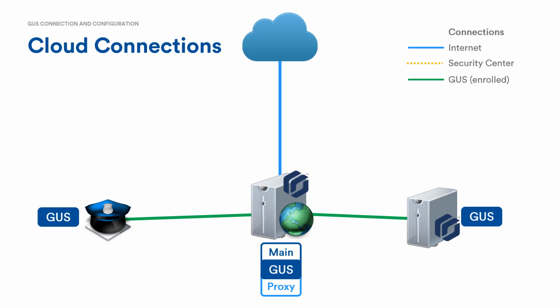The main GUS is still in control of telling the workstations and servers when to download the package and perform the update, but the proxy is responsible for downloading the software once it is requested, and distributing the software package once it has been received from the cloud.